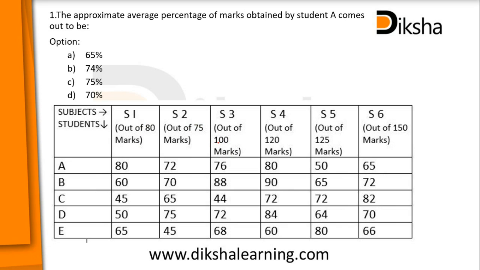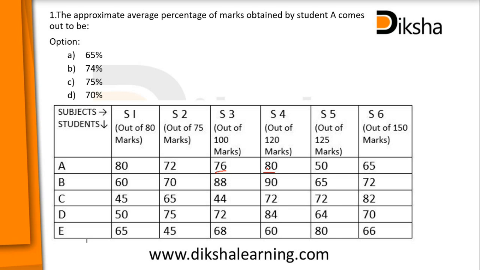So moving on to the first question. The approximate average percentage of marks obtained by student A comes out to be. We know that in the question they have given us percentage, and here the question is also the approximate average percentage of student A. So student A has 80 marks in S1, then 72 in S2 and 76 in S3, 80 in S4 and so on. So we want to find the average.